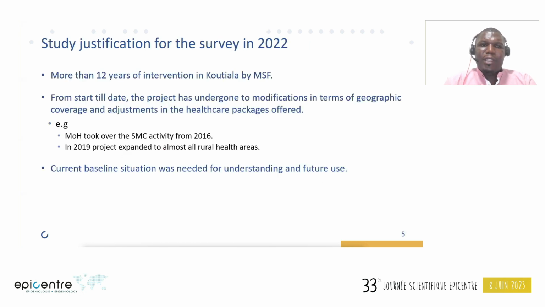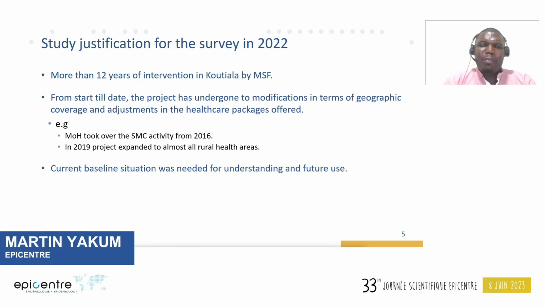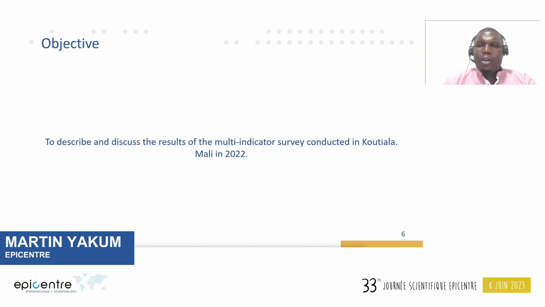After more than 12 years of MSF intervention in Koutiala, the project has undergone some modification in terms of geographic coverage and also in terms of healthcare package being offered. It was therefore important for MSF to have a picture of the current health situation of the population, and this is why the survey in 2022 was conducted. The objective of this presentation is to present and discuss the results of the 2022 survey conducted in Koutiala, focusing on the mortality components and some explanatory factors.